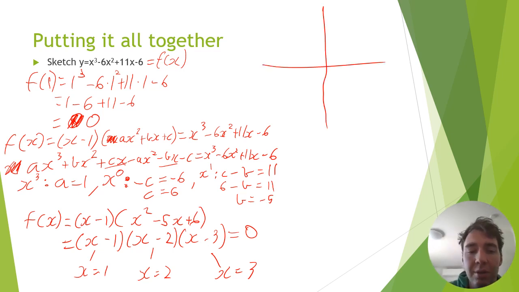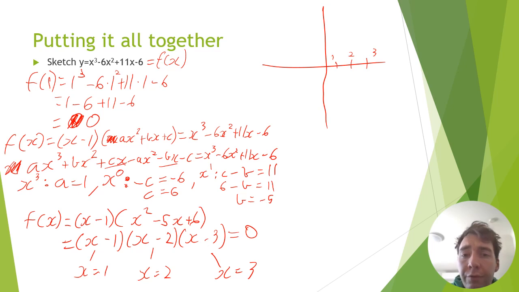We've done that heaps. So we're going to have x equals 1, x equals 2, and x equals 3. 1, 2, 3. Those are going to be our x-intercepts. That's what we found before. To find the overall shape, we've got two choices. First choice, we can find the y-intercept. Remember, y-intercept, we make x equals 0.